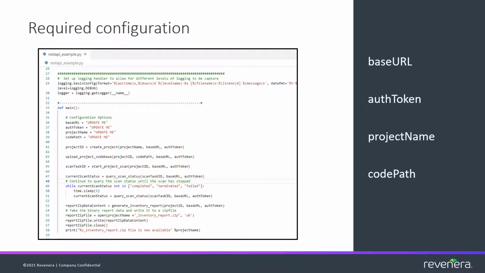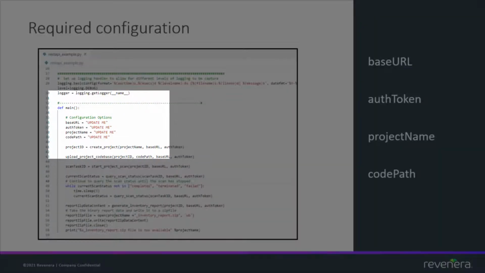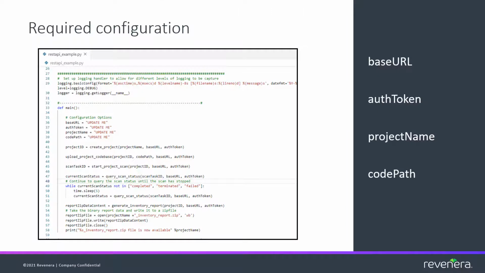Prior to running the script, there is some configuration required at the top of the main function. Base URL, which is the URL import for the Code Insight instance, auth token, which is the authorization token discussed earlier, project name, which is the name of the project to be created, and code path, which is a path to the archive file being uploaded, all need to be configured.